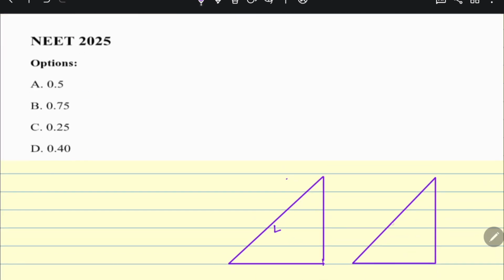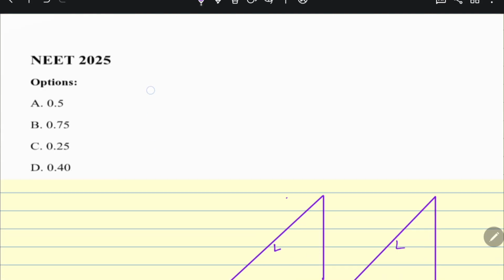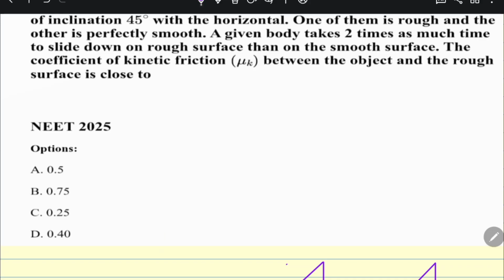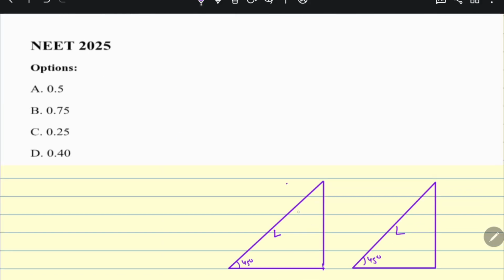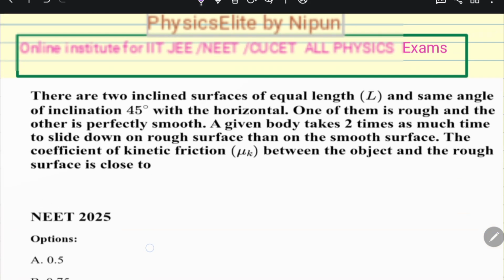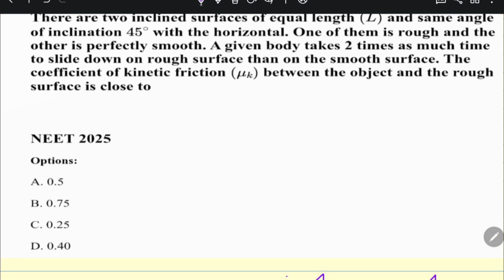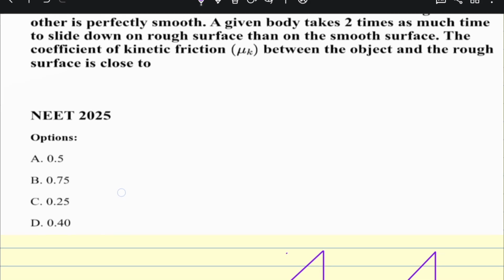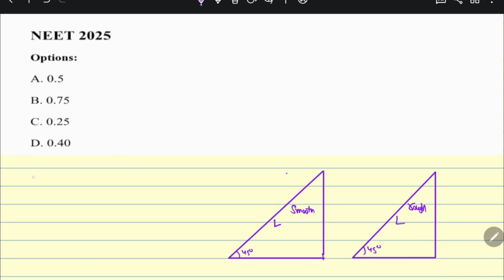This is NEET 2025. Their angle is also the same: 45 degrees, 45 degrees. This one I say is smooth, and this one is rough. One of them is rough and the other is perfectly smooth. A given body takes 2 times as much time to slide down on a rough surface than on a smooth surface. Means they are saying that the time on the rough surface is 2 times the time on the smooth surface.